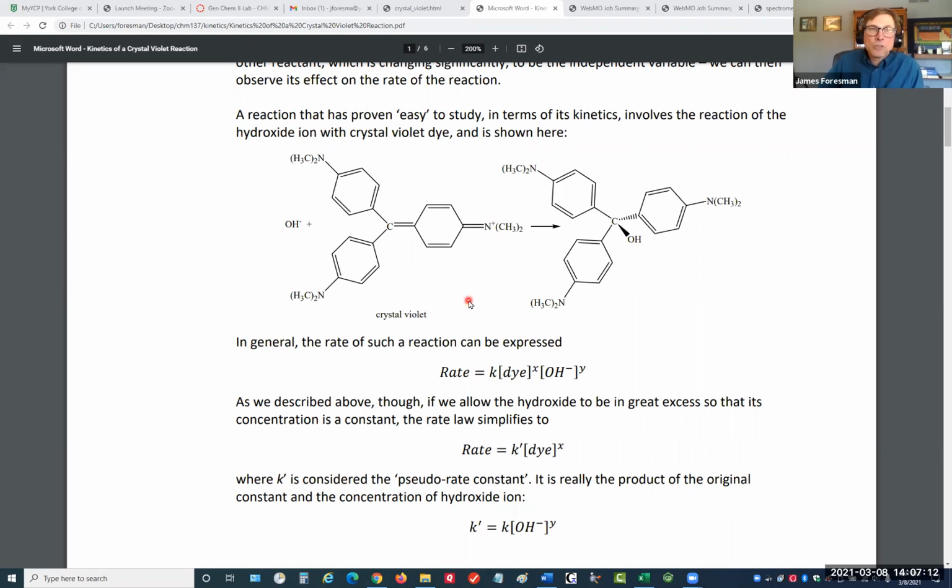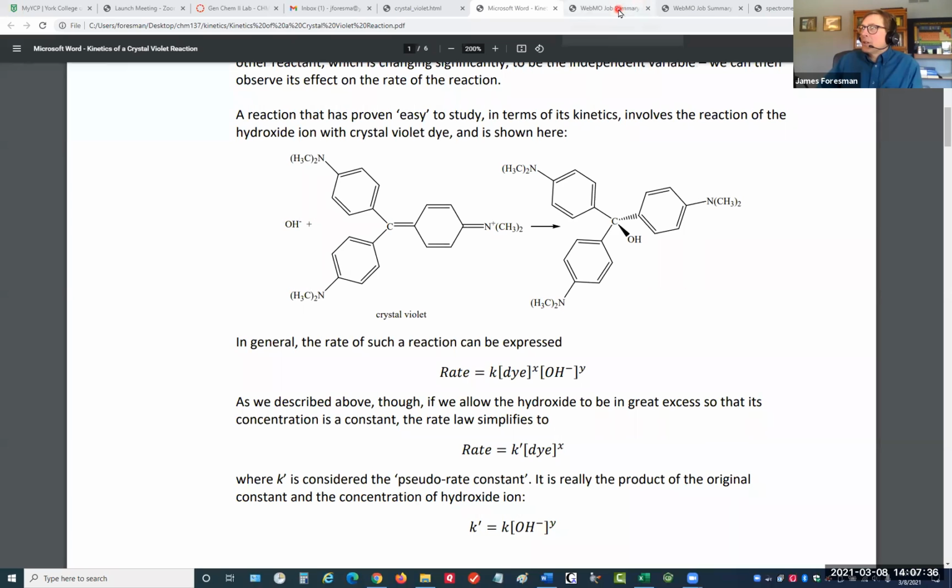Because of that color change, we can monitor the speed of this reaction by using a spectrometer. A spectrometer can measure the intensity of the color, and as that intensity decreases, the instrument that we use will measure that decrease, and that will be proportional to the concentration.